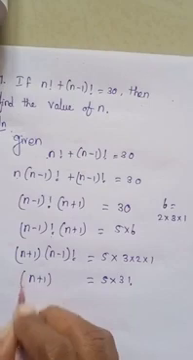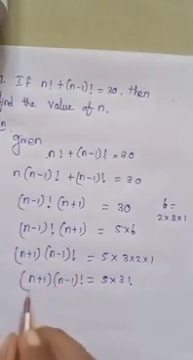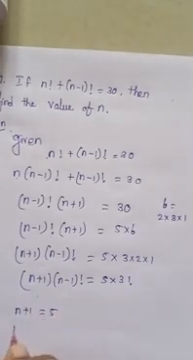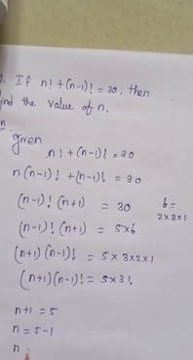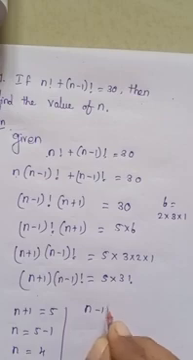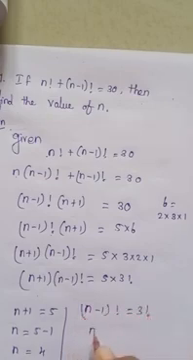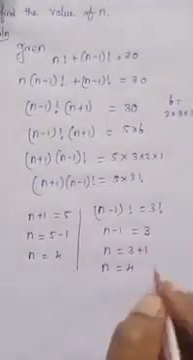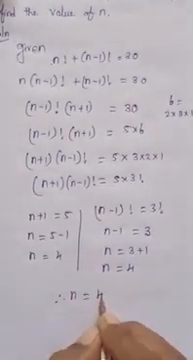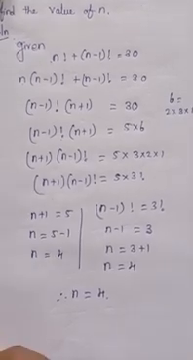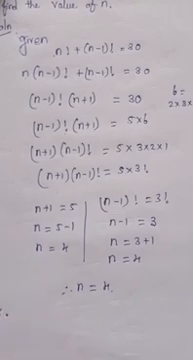So n plus 1 into n minus 1 factorial. Both you can just equate and check it. n plus 1 equal to 5. So n equal to 5 minus 1, n equal to 4. Now equate this one, n minus 1 factorial equal to 3 factorial, or n minus 1 equal to 3. So n equal to 3 plus 1, we get n equal to 4. In both the conditions we have got n equal to 4. Therefore our answer n is equal to 4. Do you understand this?